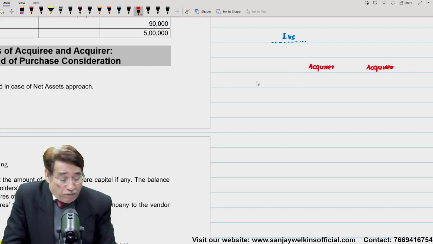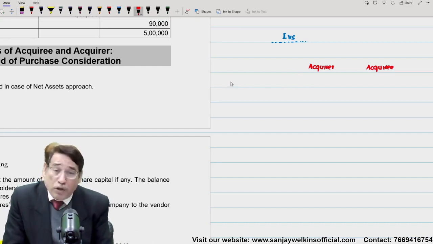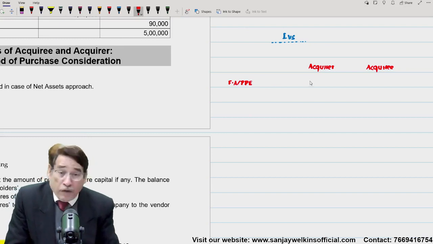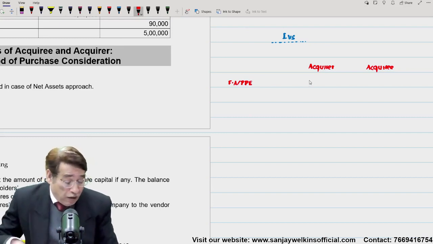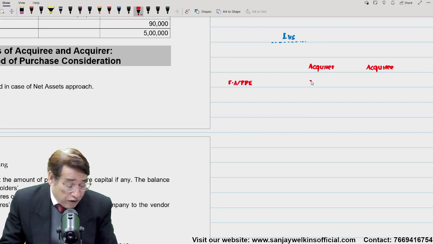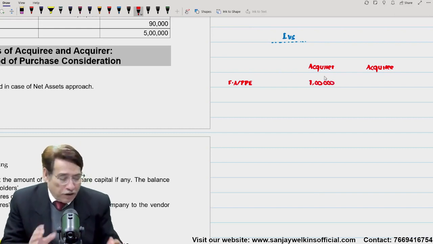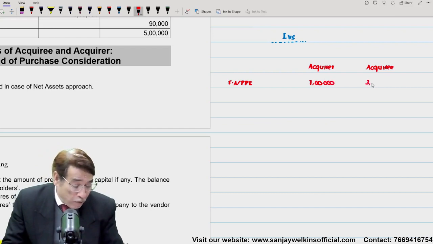So in order to compute the net assets, first of all, I will look into the balance sheet. Look over the lower part, and over there we are being given fixed assets or property, plant and equipment, whatever you may like to write. Only three items are given as far as the asset side is concerned. Now, the fixed assets of the acquirer company given to us are 7 lakh, so I will write here 7 lakh. If any revised value had been given, I would have written that. At the same time, the acquiree company, 3 lakh.